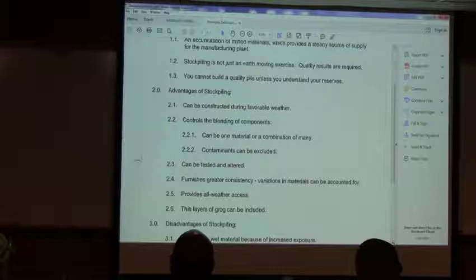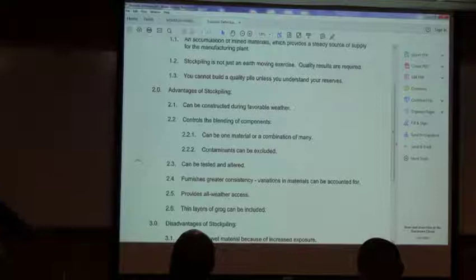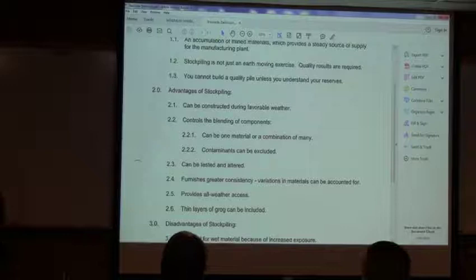Provides all weather access. Takes work to get that far. Who in the hell put that on there? He did. Stockpiling had nothing to do with access. But anyway, I don't know where he got that. When I looked at that, I'm like, what? Okay, unless I build it out there at the plant.